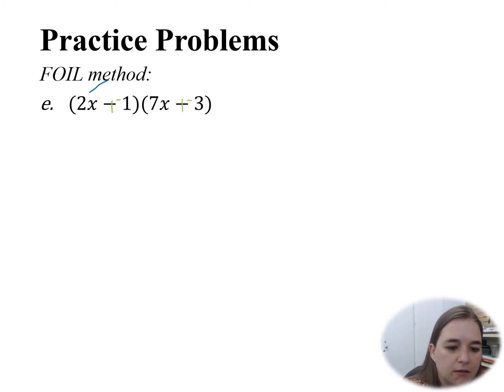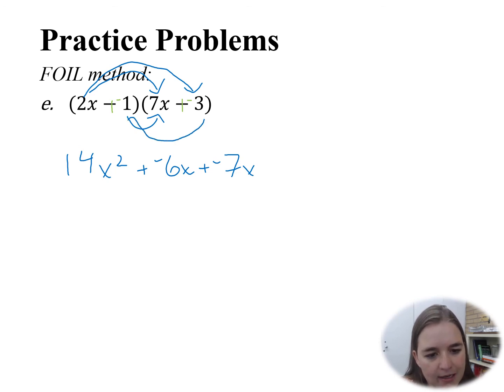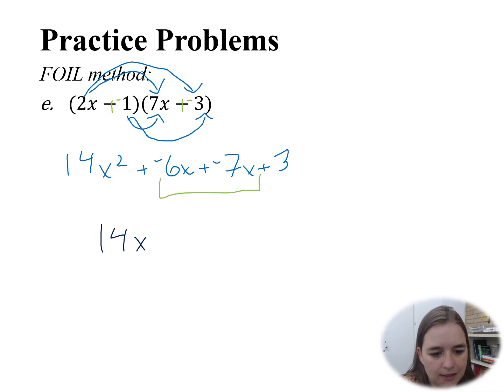So first, 2x times 7x gives me 14x squared. Outside, 2x times a negative 3 gives me a negative 6x. Inside, I have negative 1 times 7x, which is negative 7x. And my last, negative 1 times a negative 3, which gives me a positive 3. When I combine those like terms, I see my final answer of 14x squared minus 13x, or plus a negative 13x, plus 3.